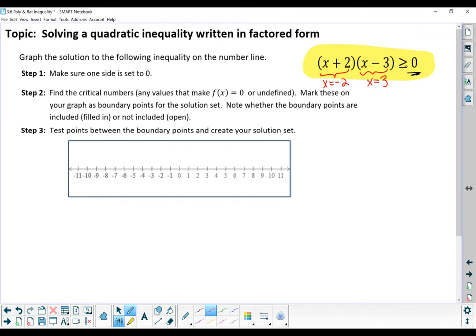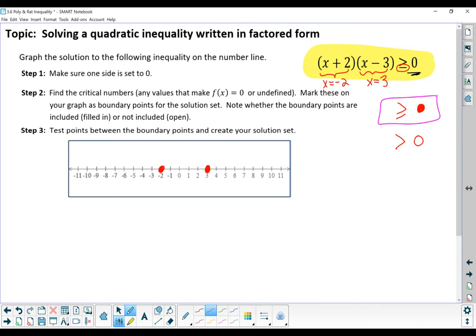So if our inequality includes equality, then we would have closed circles at those boundaries. If it's strictly less than or greater than, you would have those open. So for our problem, we are dealing with greater than or equal to, so filled in circles at 3 and at -2.